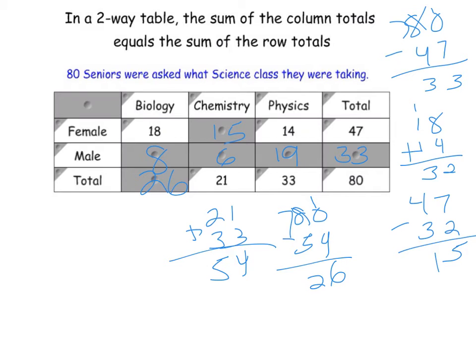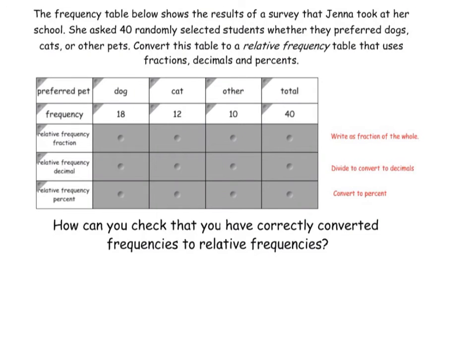So now I want to switch to another two-way table, or at least part of a two-way table, and I want to look at this where it gives you a part of a two-way table where it talks about the number of people who prefer the type of pet and how many people said that. So it tells you that Jenna asked 40 kids at school what kind of pets they prefer, cats, dogs, or others, and then she has a table here.